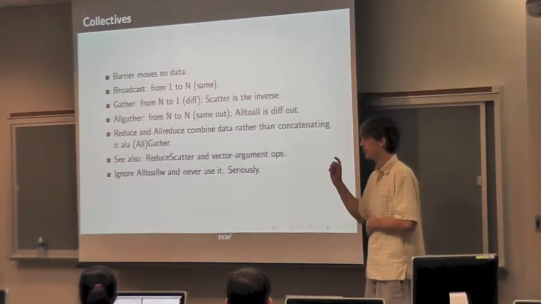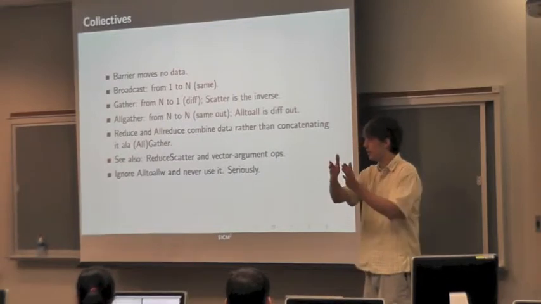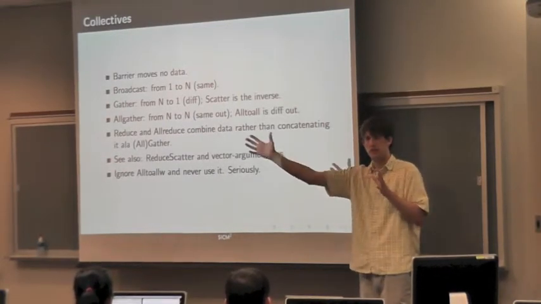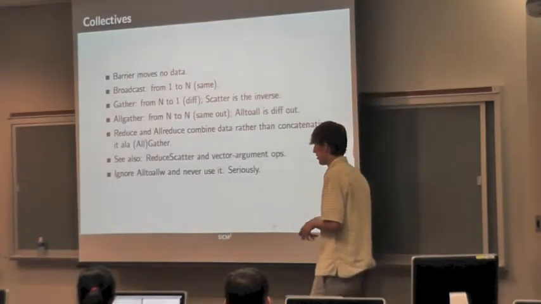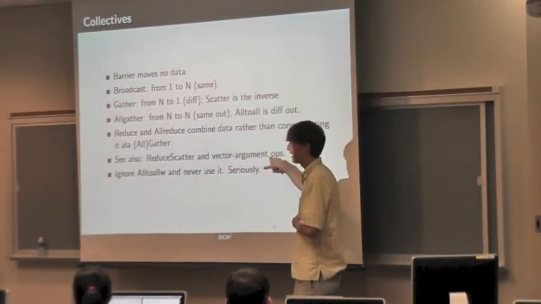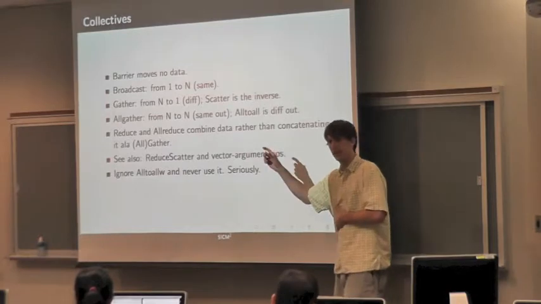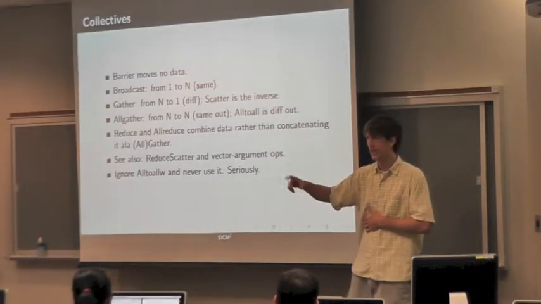Reduce scatter is really useful in linear algebra, so you can imagine reducing all of the vectors and then doing a scatter that shows up in lots of matrix computations. There are also vector arguments. So you'll find that there's a gather and a gather V.